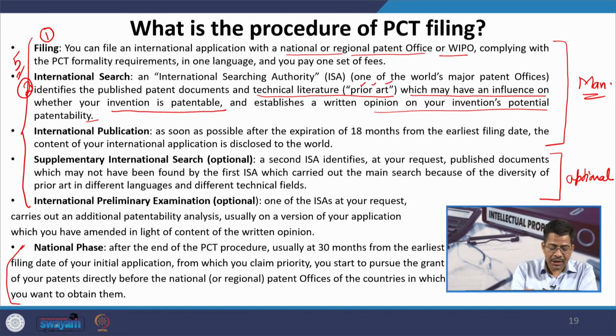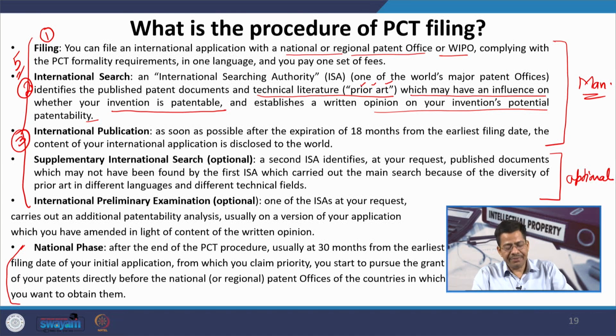Then the third mandatory step is international publication. Like in India also, when you are submitting your patent application, there is a publication of your application after some time. In India's case, it is 18 months when we publish your application in the patent journal. You may be knowing that every Friday in India we issue a new volume of our patent journal. The same thing happens in this international publication also.